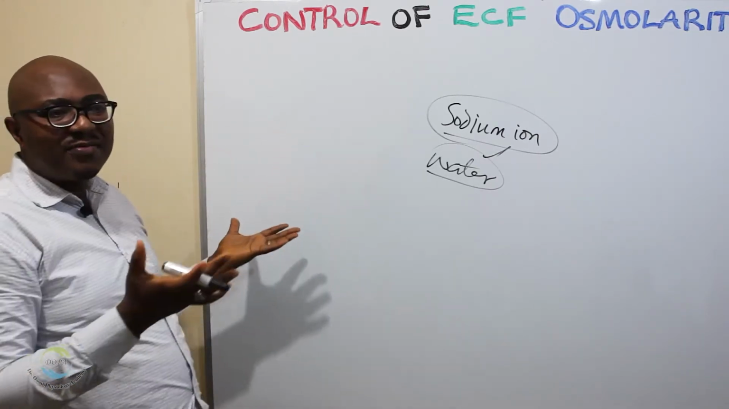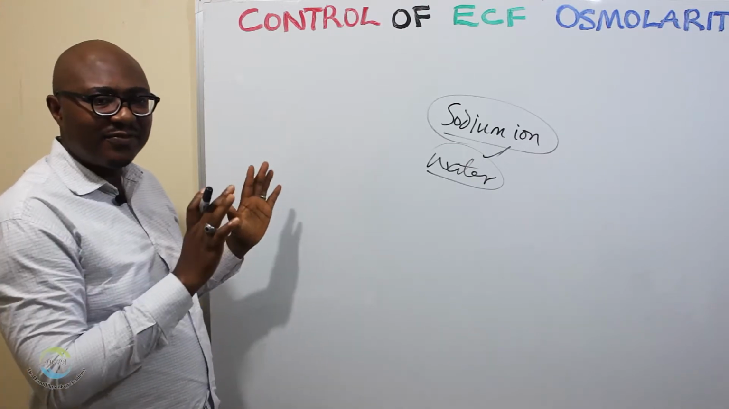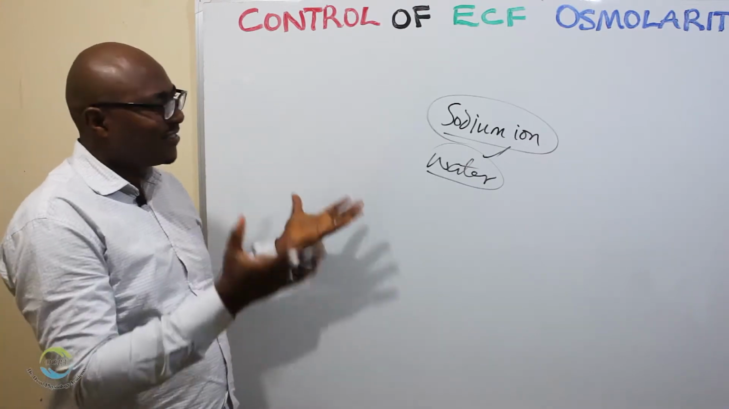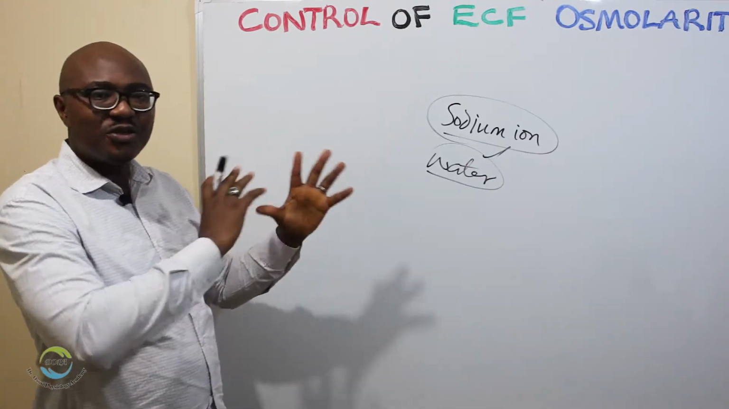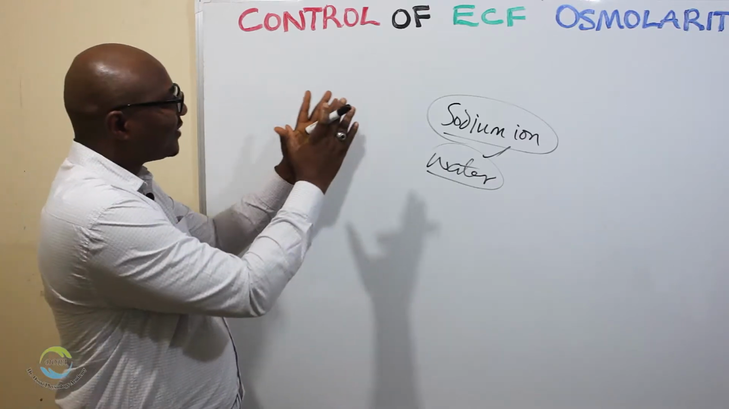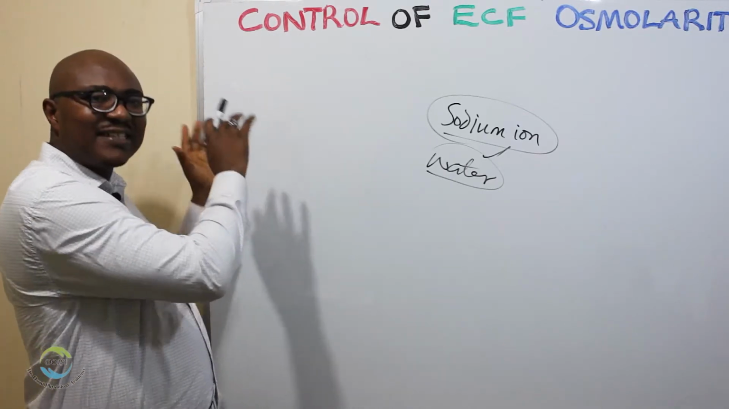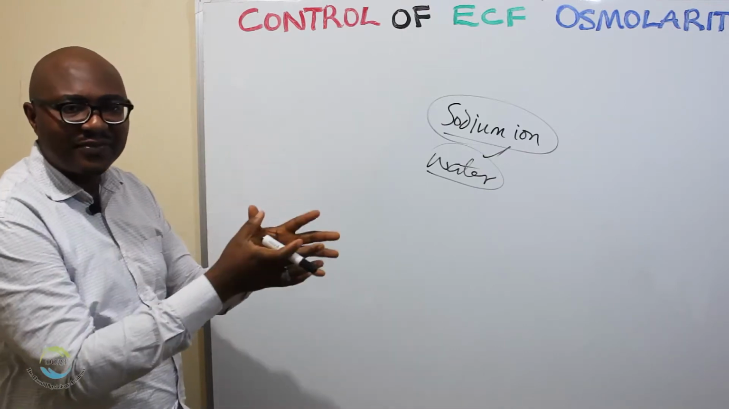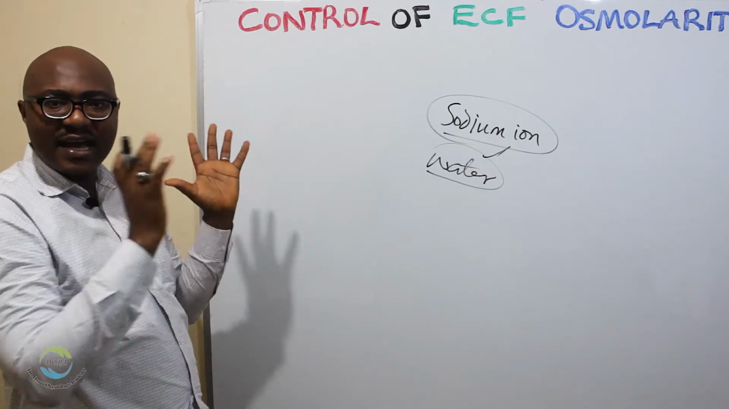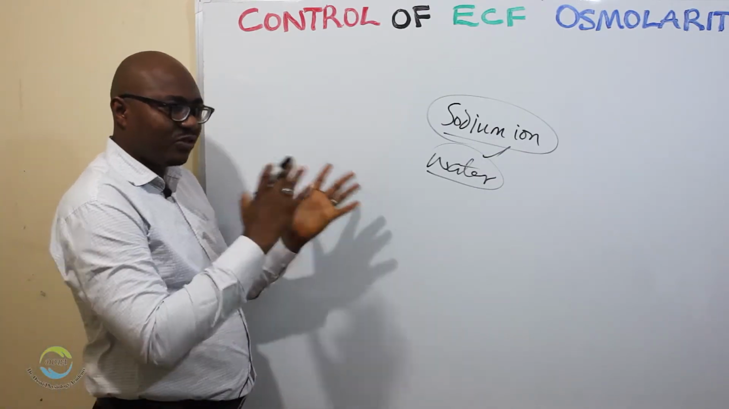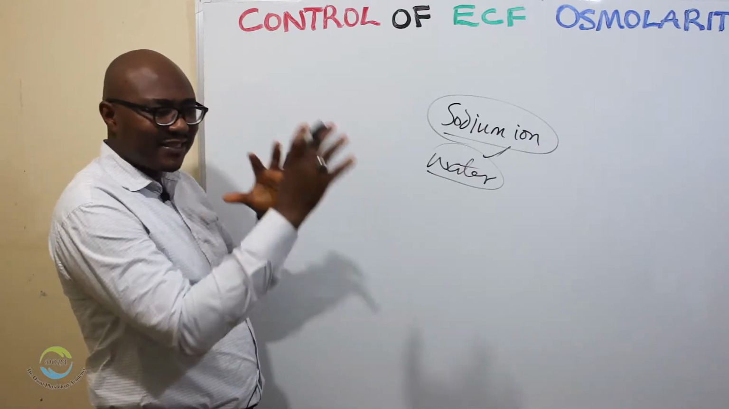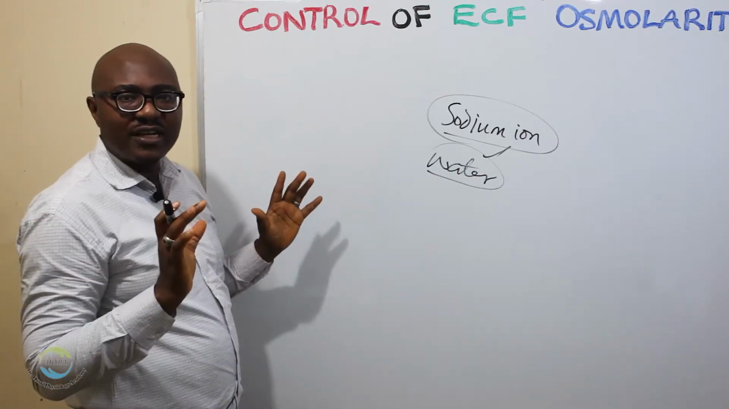So why are we not talking about ICF, that's intracellular fluid? They are both in communication with each other. Whatever affects the ICF affects the ECF, whatever affects the ECF affects the ICF, okay? So they're in good communication. We've learned that in the previous lectures.